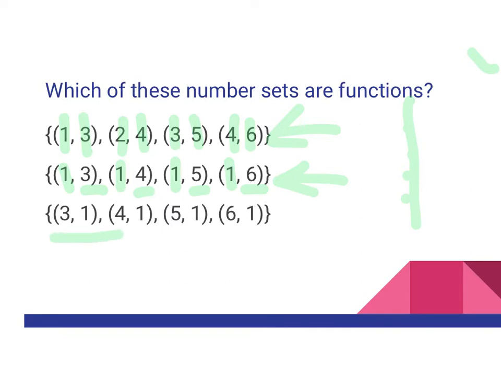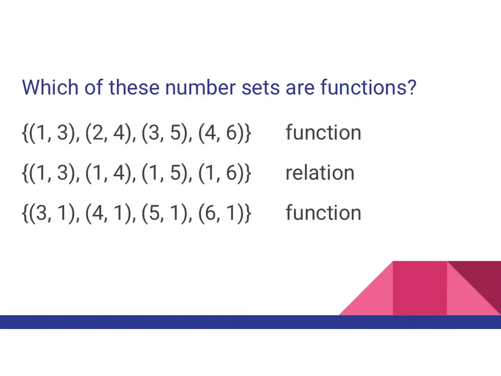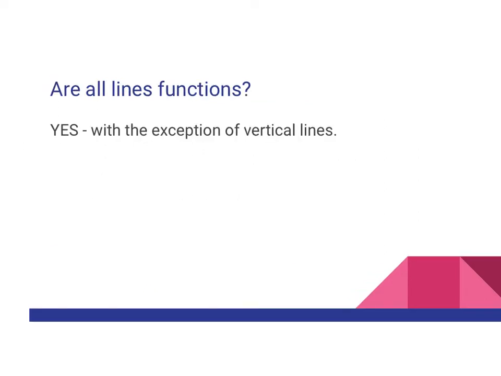Now, what about this one? This one is a horizontal line because I have 3 and 1, 4 and 1, 5 and 1, 6 and 1. Of course, I'm not doing a very good job of drawing a horizontal line, but a horizontal line will absolutely pass the vertical line test. So are all lines functions? Absolutely. Of course, with the exception of vertical lines. So any x equals number is not a function.